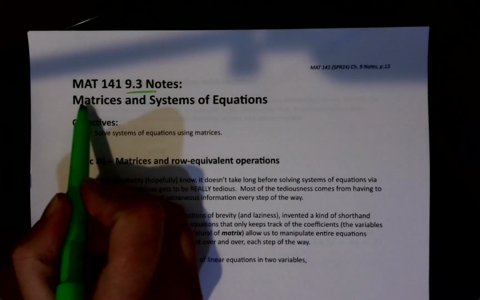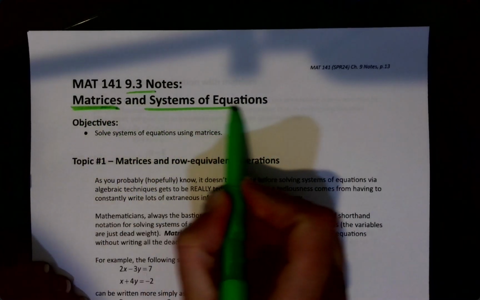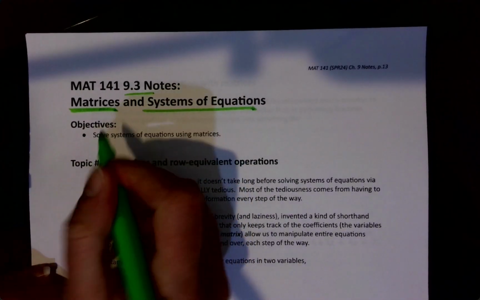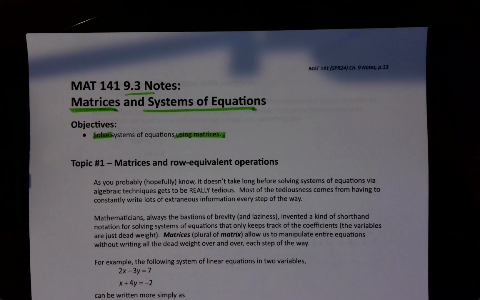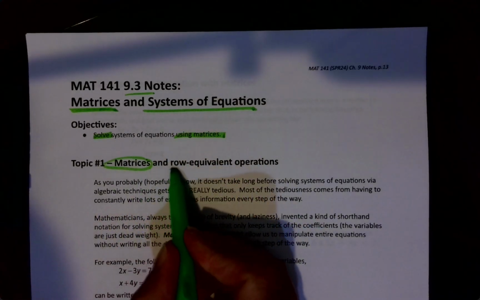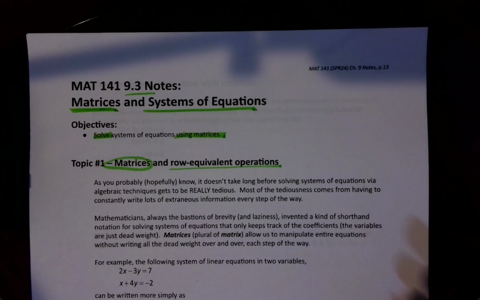In section 9.3, we're going to be looking at matrices and systems of equations, and our objective is to solve systems of equations using matrices. Topic 1, we're going to talk about matrices and row equivalent operations.